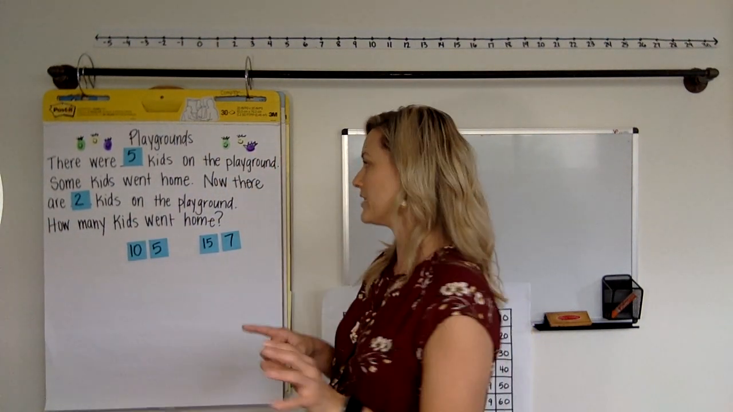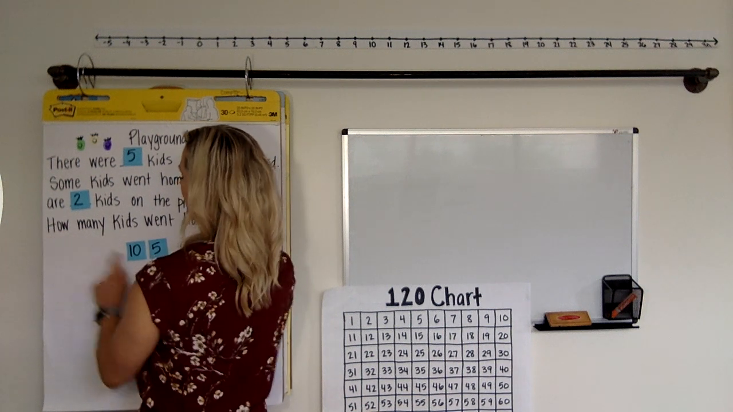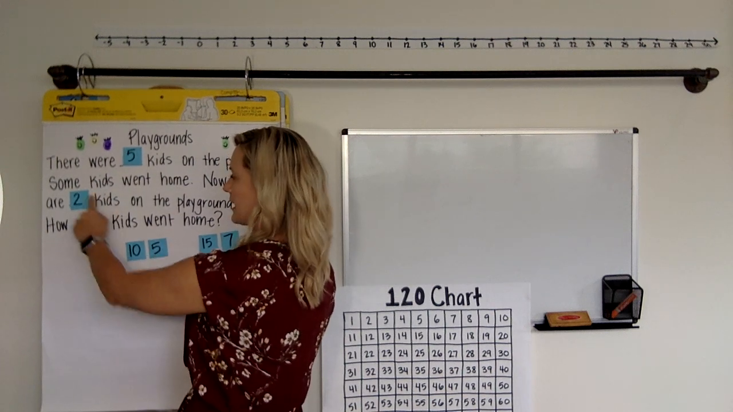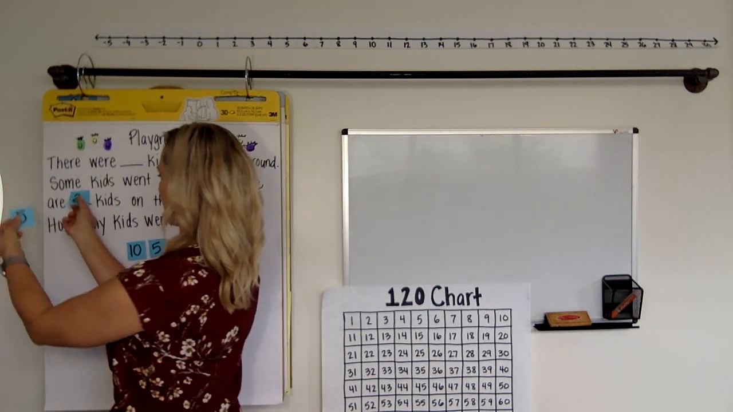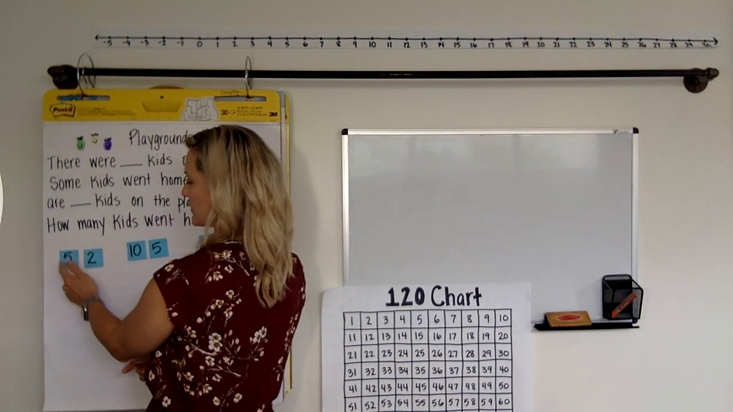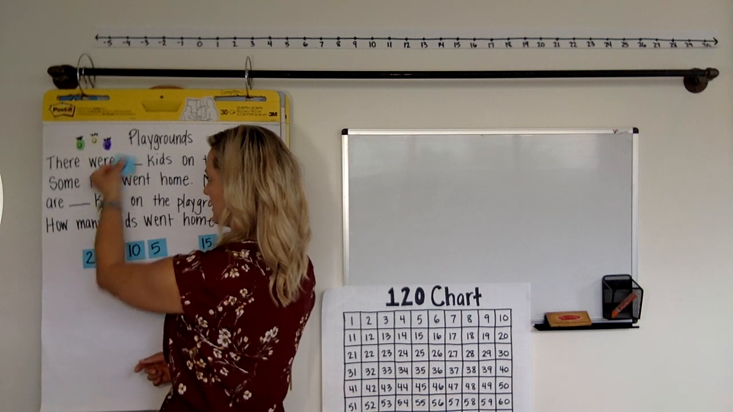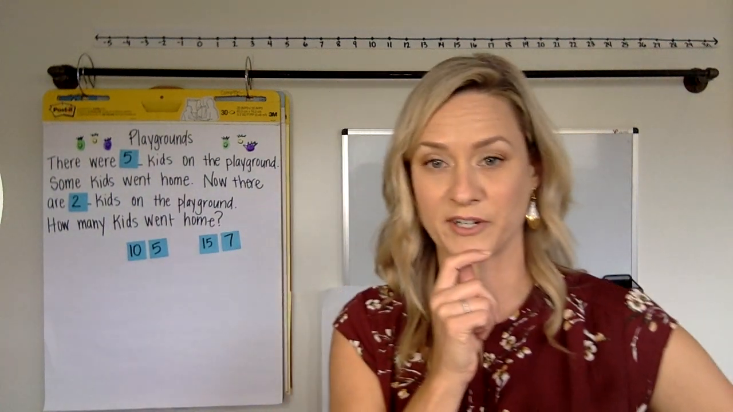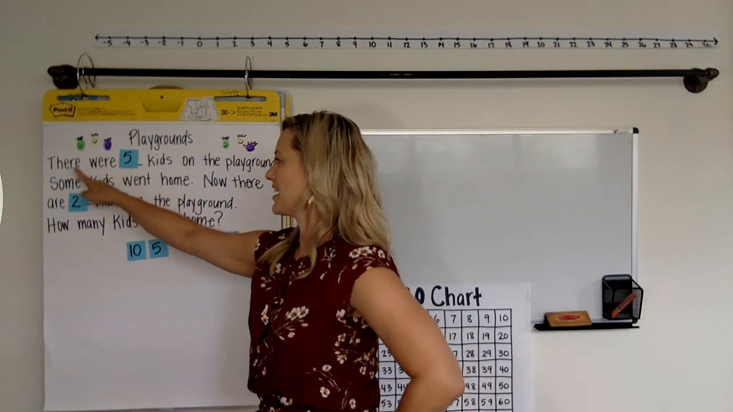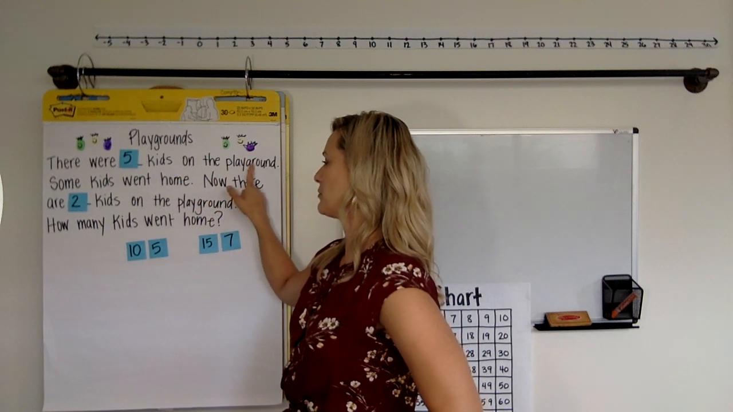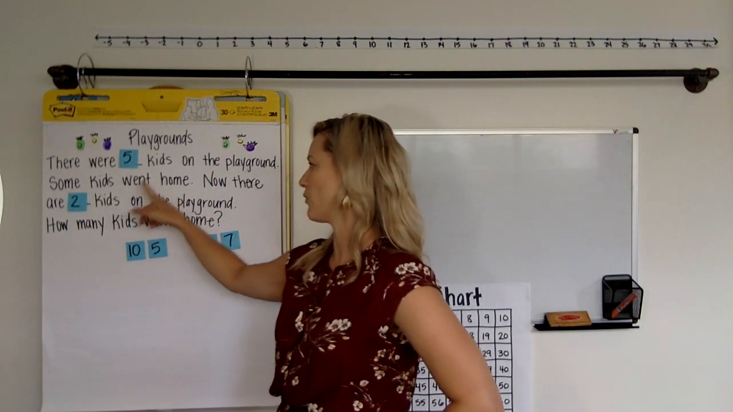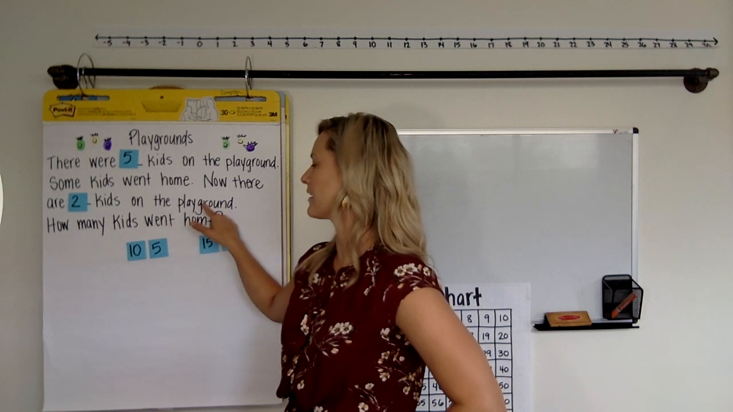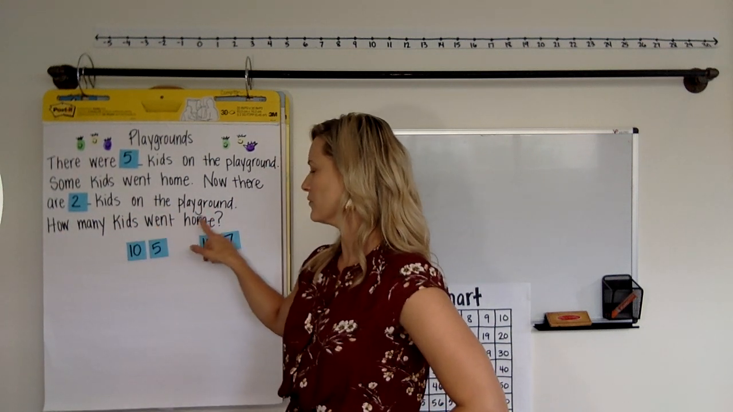Remember, when you pick your number set, your set of numbers has to stick together, and whichever Post-it goes first has to go on the first line. If this is the second sticky, it has to go on the second line. When I first had these, this was my first Post-it. It goes right here. And the second Post-it goes on the second line. Let's read it back together now that we have our numbers. There were 5 kids on the playground. Some kids went home. Now there are 2 kids on the playground. How many kids went home?